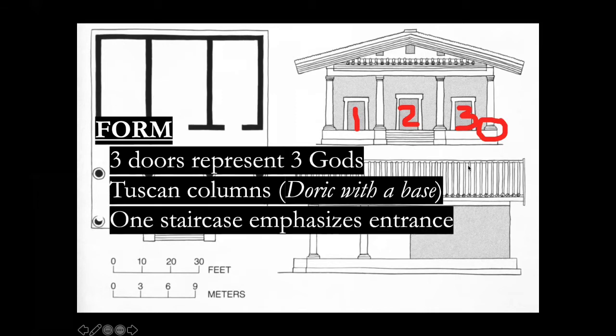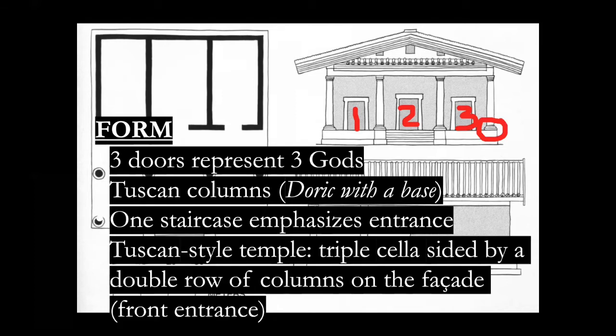This one has one staircase, which emphasizes the entrance. So it's very different from the Greek Parthenon temple. Overall, you don't have to write all this, but the Tuscan style temple is a triple cella, right? So a triad, 3 rooms, fronted by a double row of columns on the facade. And facade is a word you're going to start hearing again and again with architecture. It just means the front entrance is the facade.